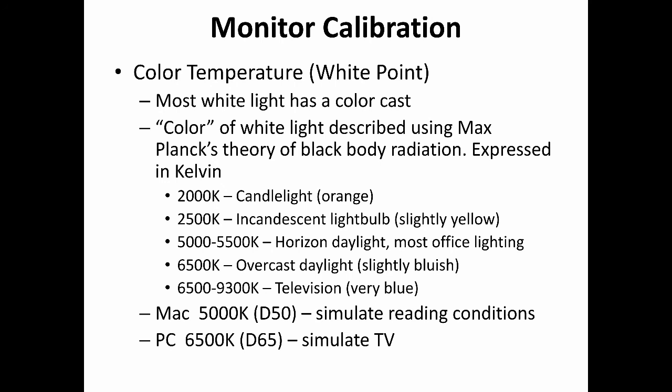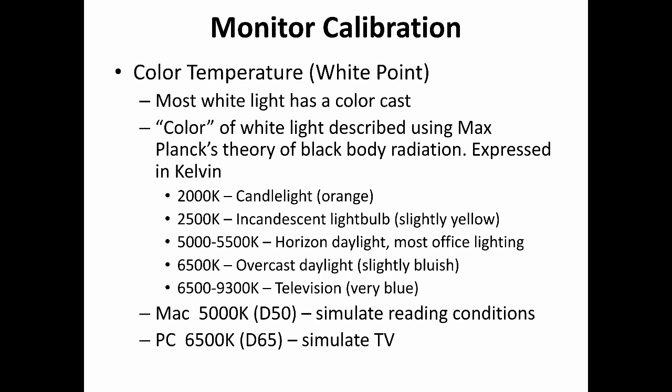When Apple released the Mac in 1984, in addition to choosing a gamma value of 1.8, they also decided that the native color temperature for the appearance of white on the Mac should be a color temperature of 5000 K. This is also sometimes known as D50. And they chose this because they felt that color temperature of 5000 K simulated reading conditions in a typical office environment.